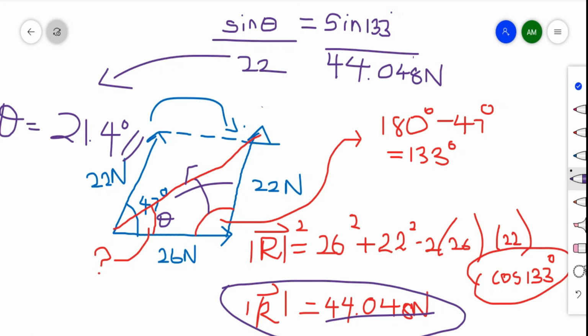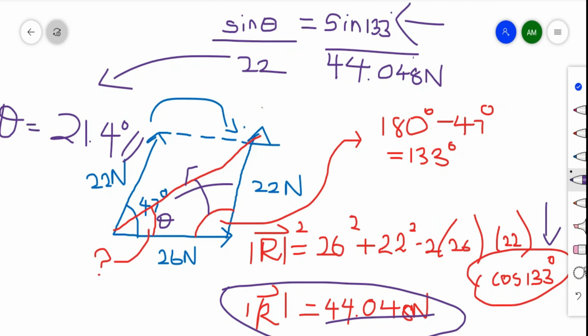And again, to rephrase the question, forces of 22 Newton and 26 Newton act at an angle of 47 degrees. Find the resultant. And they did not ask to find the angle, but I showed you how to find the angle. To find the resultant, you should apply the cosine law, and to find the angle, you should apply the sine law. So that's it for today.